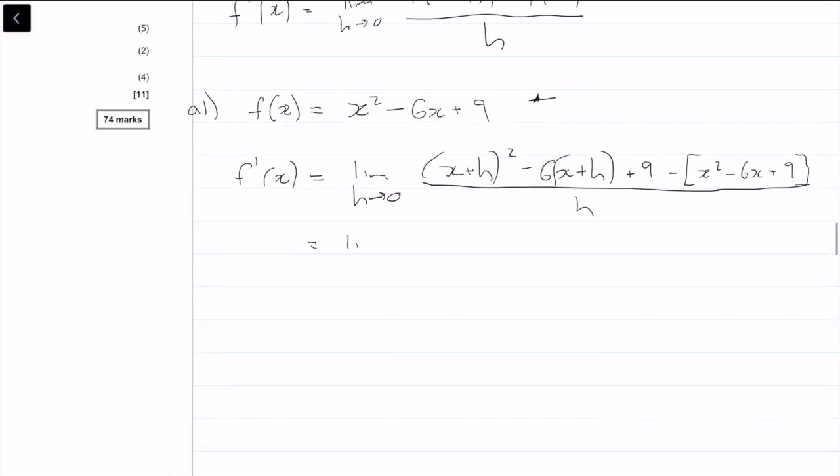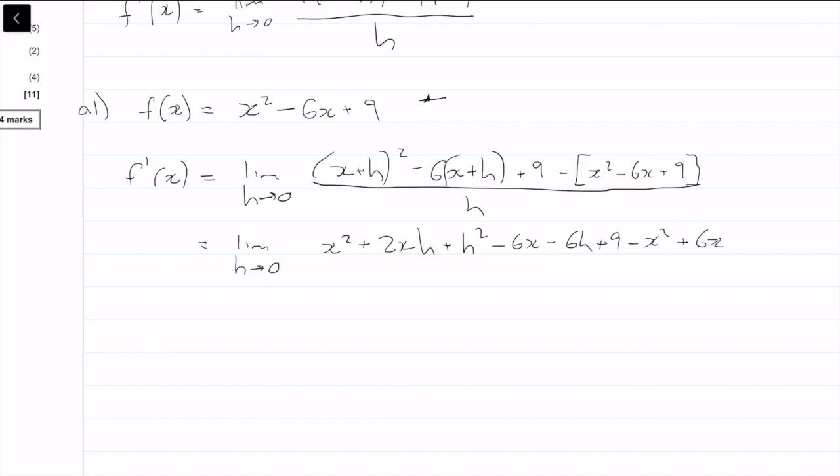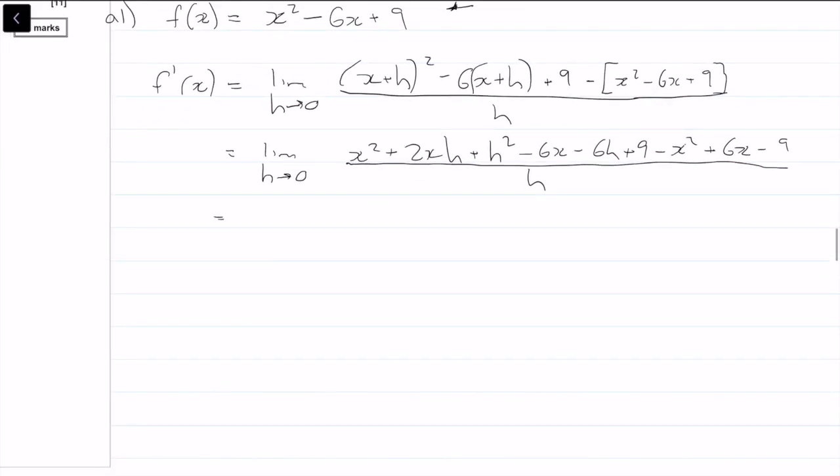So we're going to say that's equal to the limit as h tends to 0 of x squared plus 2xh plus h squared minus 6x minus 6h plus 9 minus x squared plus 6x minus 9, and that's all over h. Okay, so let's clean this up a bit. That x squared cancels with that minus x squared, that plus 6x cancels with that minus 6x, this plus 9 cancels with that minus 9, so what we're left with is 2xh plus h squared minus 6h over h.